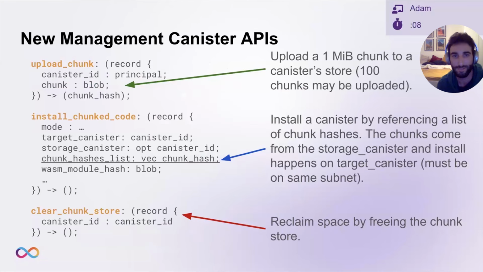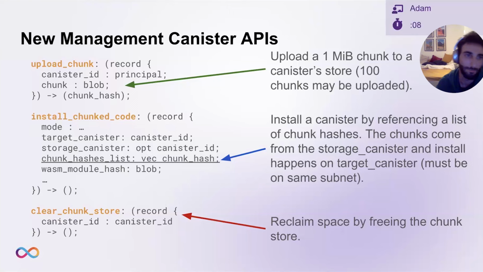So as I said, DFX will take care of all this for you. If you want to do something more direct yourself, these are the new management canister APIs, which have been introduced to support this. The three key ones are upload chunk, install chunked code, and clear chunk store. Upload chunk will allow you to upload a piece of your WASM code to a canister. Once you've uploaded a few of these chunks, you can do install chunked code to concatenate them all into one WASM module, which then gets installed on your canister. These chunks get stored in a special chunk store, which takes up space, so you do get charged for it. But with clear chunk store, you can free that space at the end, so you don't get charged for it.